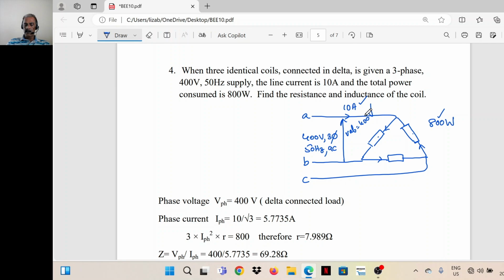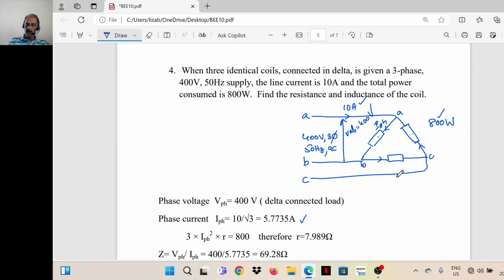Then line current is there, so we can find out the phase current. This is I phase. This is A, B, C. This is IAB, IBC, ICA. IAB or I phase, which is equal to IBC, equal to ICA, all equal to 10 by root 3. Line current is 10 ampere, so phase current is 5.7735. It's equal to 10 by root 3. So now we know the phase current.